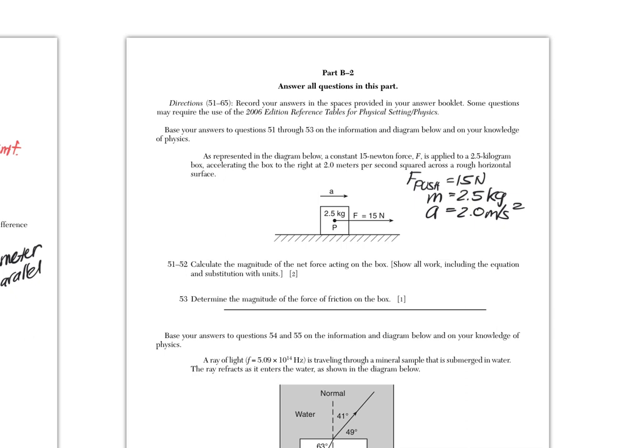51, 52. First of all, if there is a 2-point question, they will give it 2 question numbers. So whenever you see that, it's just like every question number is associated with a point. So the 2-point questions have 2 question numbers. So don't let that throw you off. Anyway, what is the net force acting on the box?